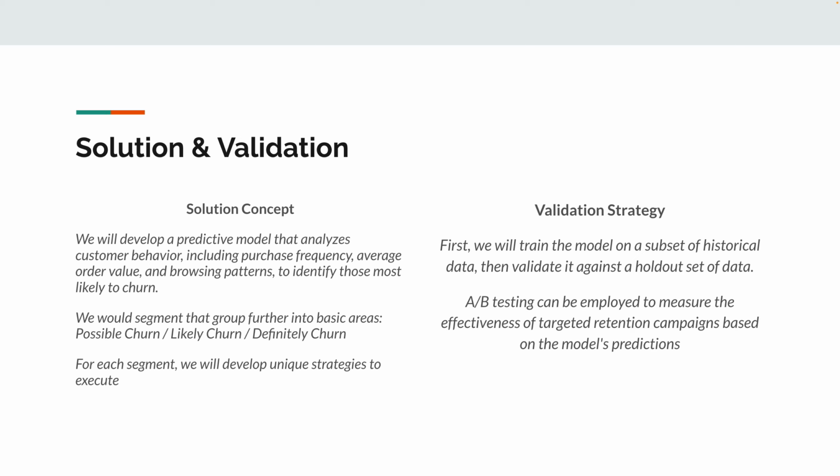And of course, for each segment, we develop unique strategies to execute on those people. Now, first, in terms of the validation, we would train the model on a subset of historical data, then validate it against the holdout set of validation and finally testing data. A/B testing would be employed actually to measure the effectiveness of the targeted retention campaigns based on the model's predictions.